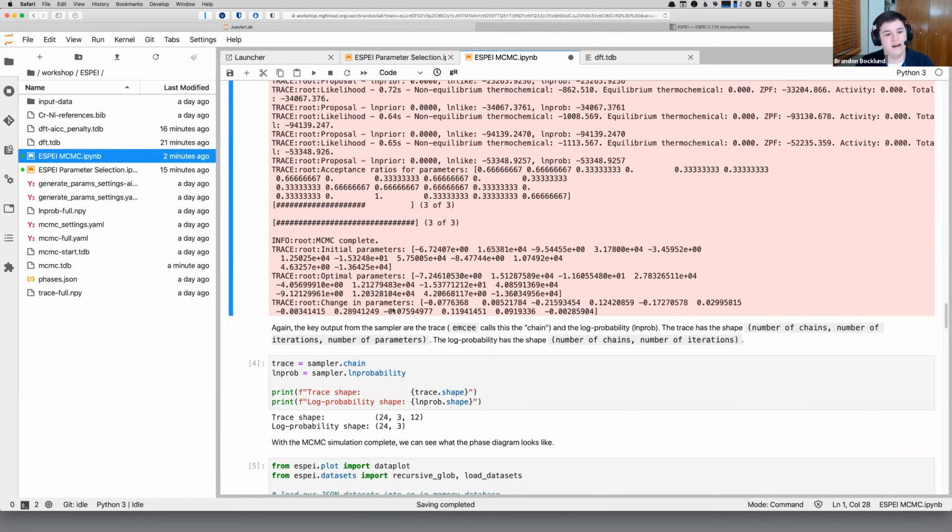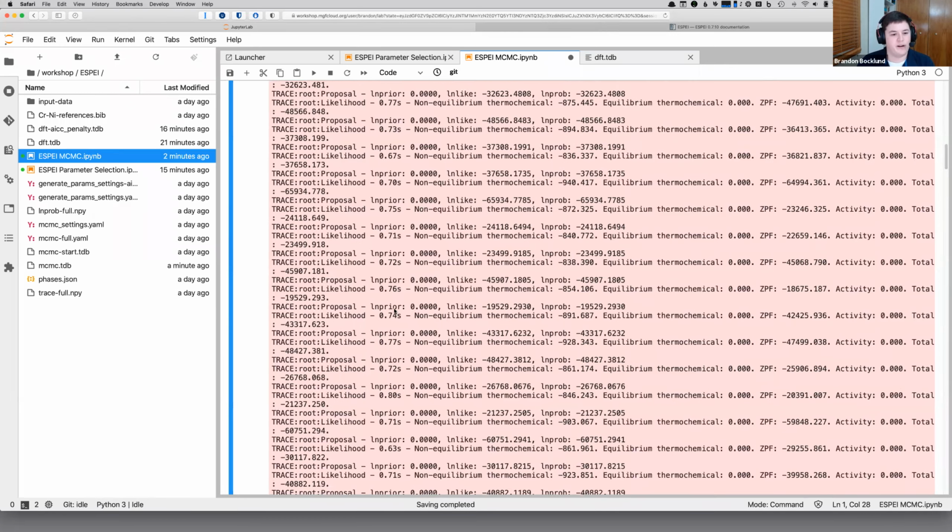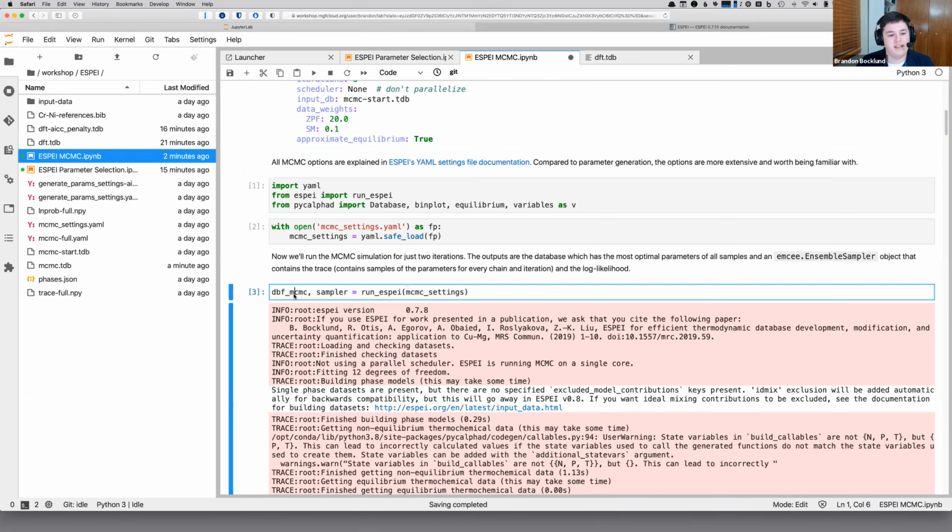So at the end, what you get back, which I didn't show, is that for Markov chain Monte Carlo, you get back both the database and this sampler object.